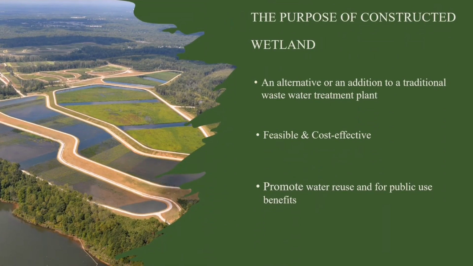The purpose of constructed wetland is that it is an effective and natural way for treating wastewater and a great alternative or addition to a traditional wastewater treatment plant. It acts as a natural wetland with wetland vegetation, soil, hydrology and habitats to support wildlife, but human-engineered. Next, constructed wetland is a cost-effective and technically feasible approach to treating wastewater. Last but not least, constructed wetland promotes water reuse and public use benefits.